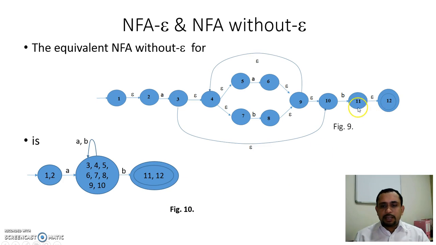Now here we can see that 11 in the earlier diagram, that is the given diagram, is a non-final state, whereas 12 is final. Here we have shown 11 and 12 both as final, because from 11 on the input of epsilon we reach a final state. So every state which has a final state in its epsilon closure, we can show as a final state.